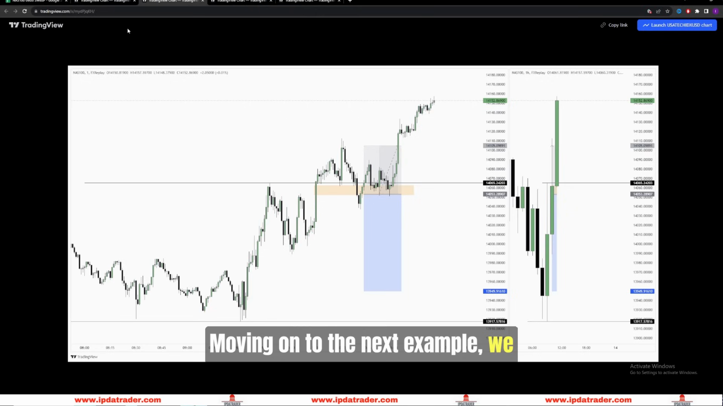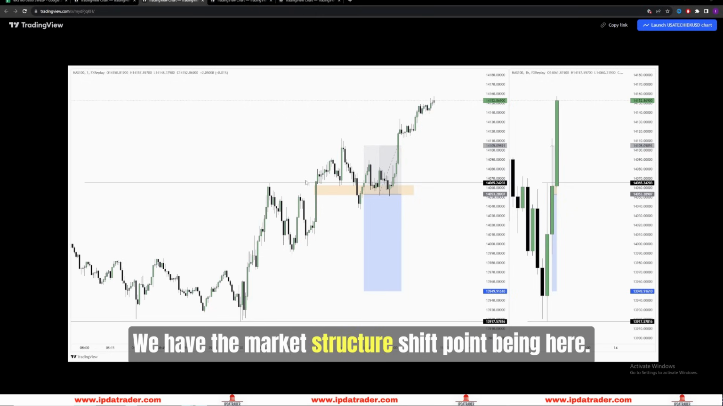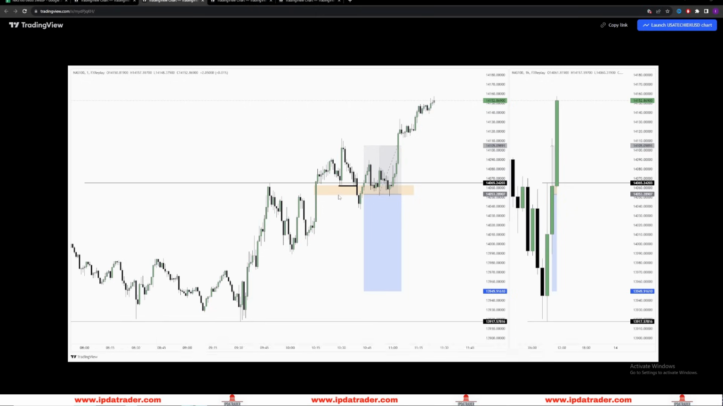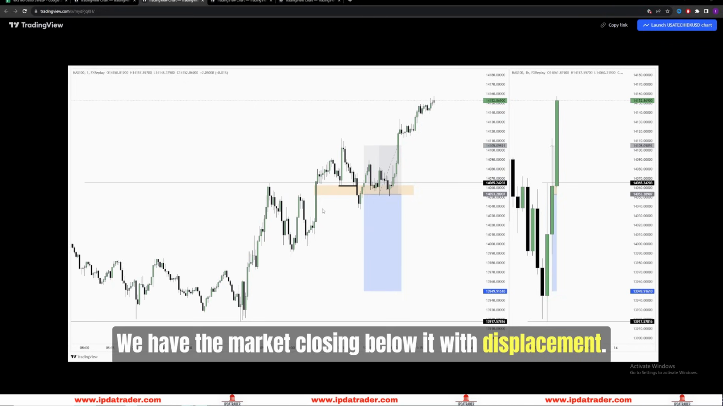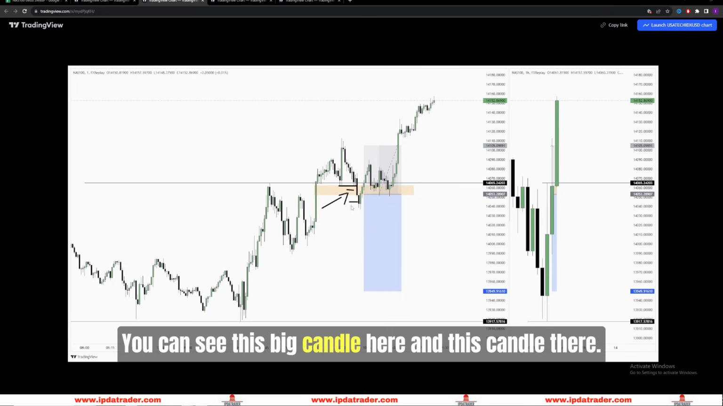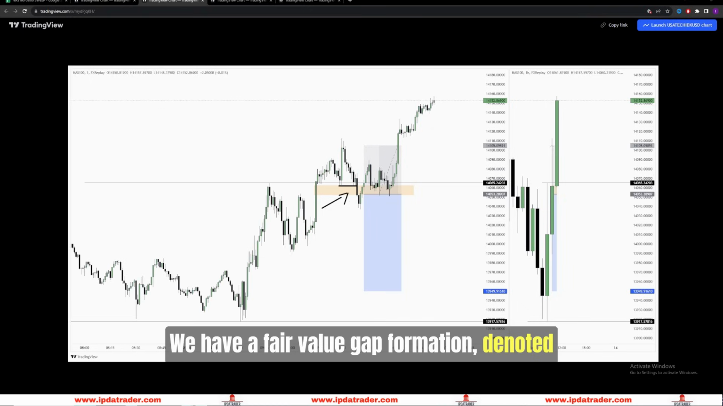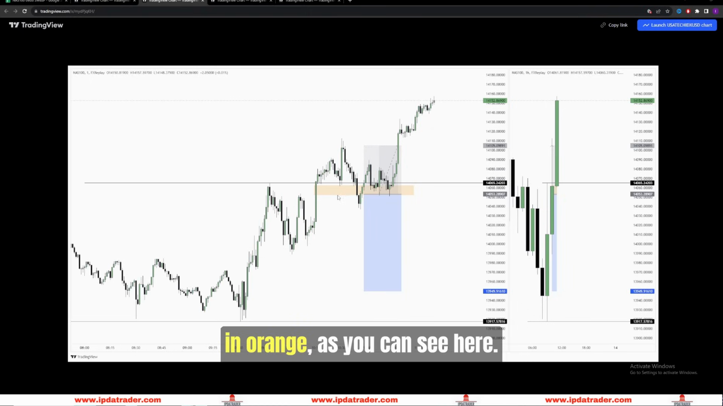Moving on to the next example, we have the very exact same thing. We have the market structure shift point being here. We have the market closing below it with displacement. You can see this big candle here and this candle there. We have a fair value gap formation denoted in orange, as you can see here. And we have an entry there.